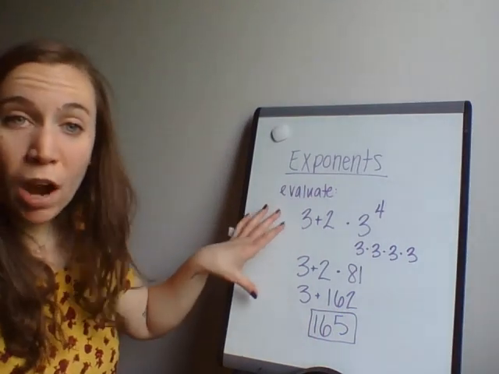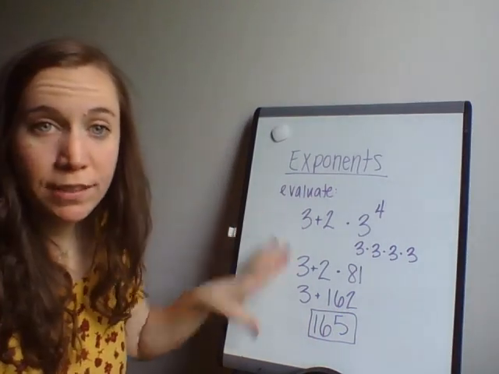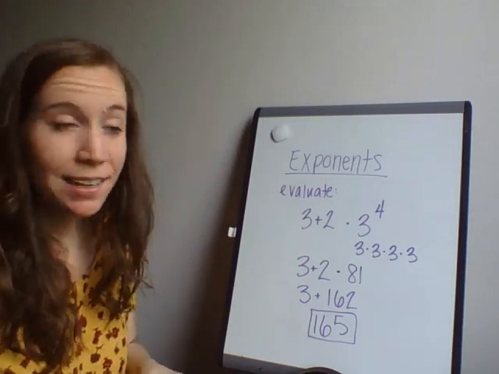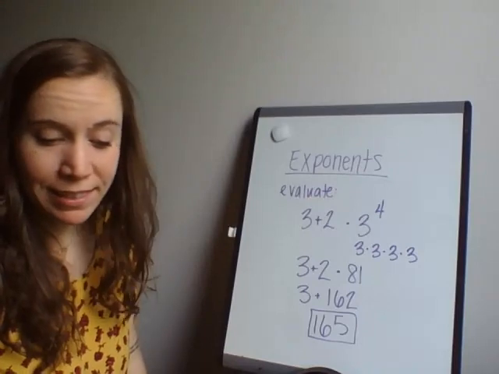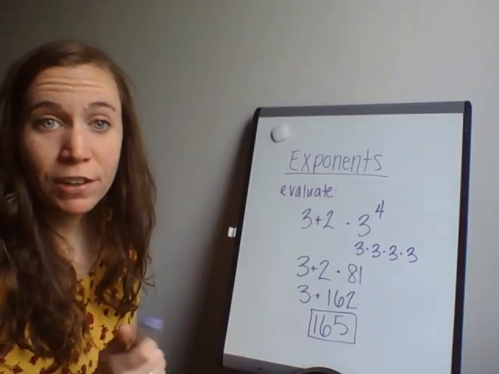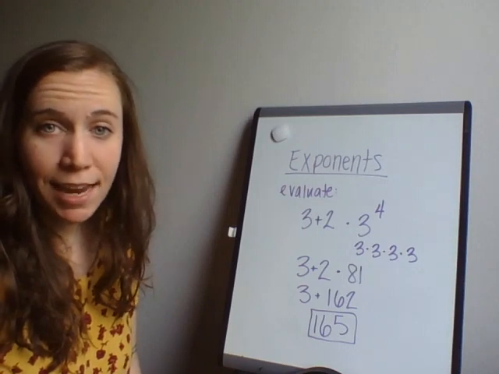So we already know the rules of the order of operations. All we are doing is adding that little exponent step that we haven't really done yet, which comes after parentheses.